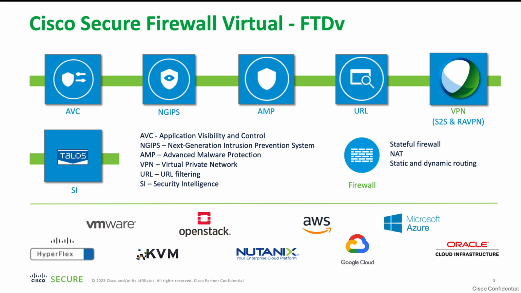You can deploy FTDv in various public and private cloud providers like AWS, Azure, GCP, Oracle, VMware, KVM, etc. This makes it ideal for organizations moving applications and workloads into AWS or multi-cloud because it provides consistent enterprise-grade security no matter where your applications live. With FTDv, you get agility, scalability, and cloud-ready security without sacrificing control or visibility.